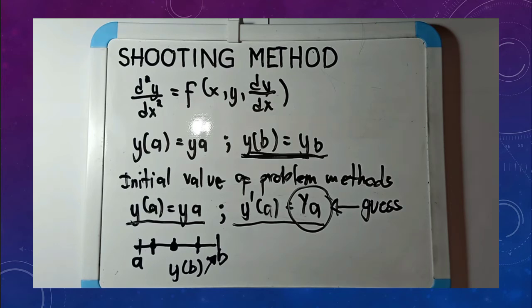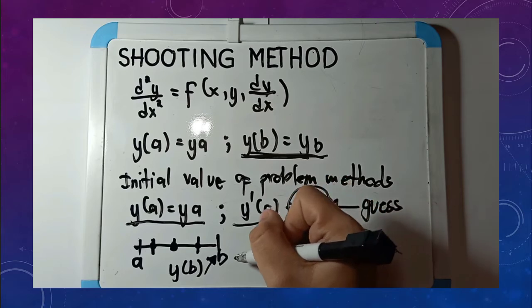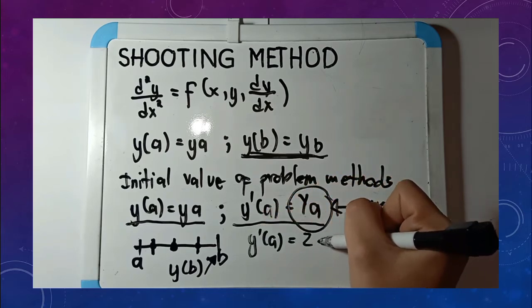So what happens is that once we obtain the value of y sub b by using the different initial value problem methods, the next thing that we must do is choose another value for y prime of a, and let's denote it as z sub a.